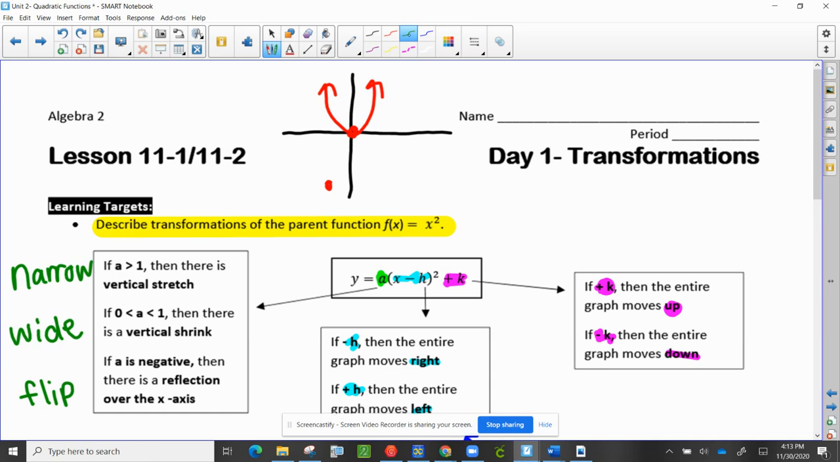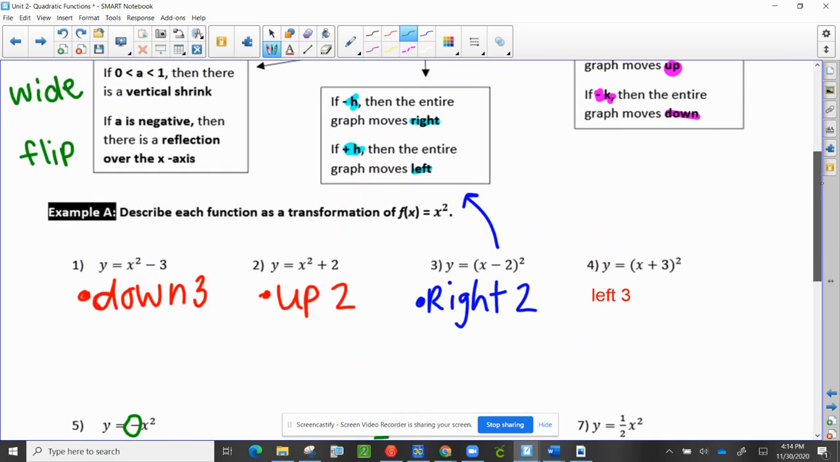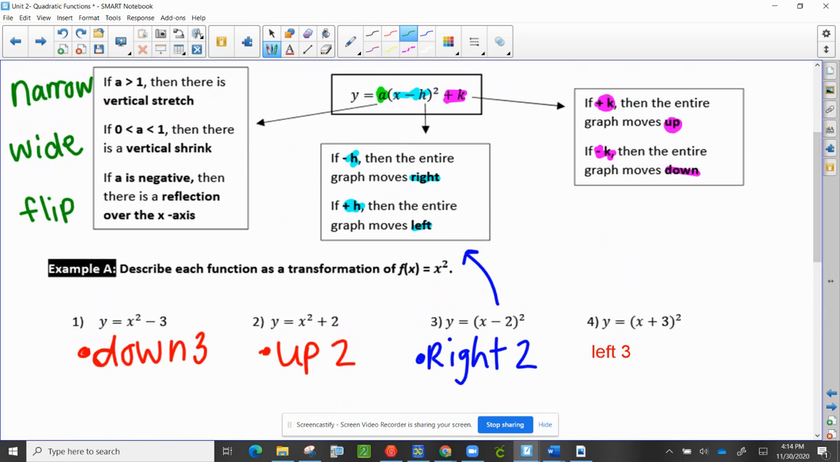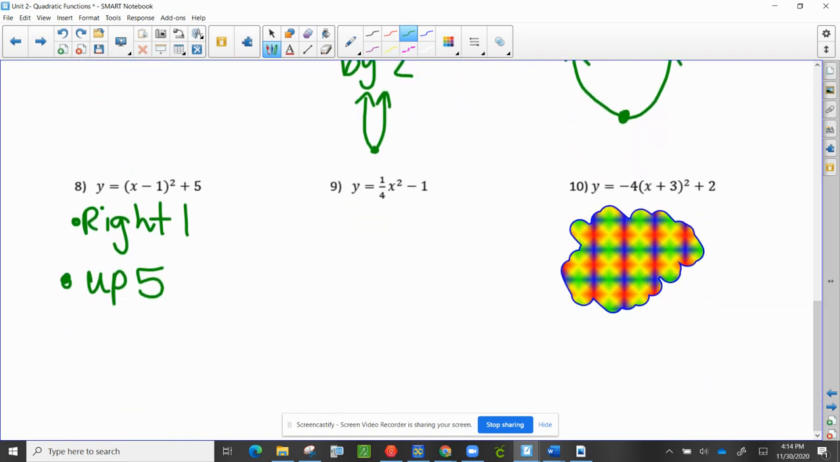Okay, so a minus 1, that's going to move the graph to the right 1. And then the plus 5, that moves the graph up because it's a plus. So right 1, up 5. And again, I'm just getting that from the rules from this table. Minus is right, plus is up. And again, it's all about the placement of the number. That's how you know what's happening.